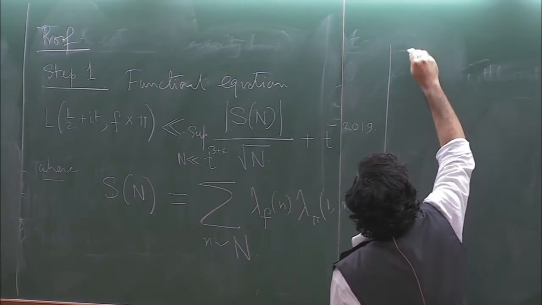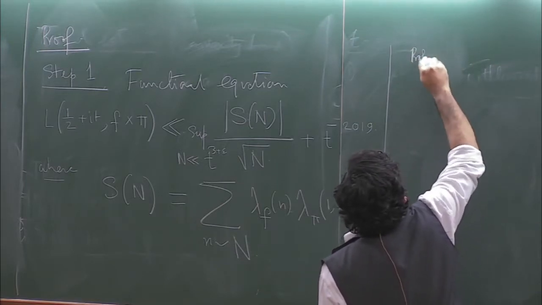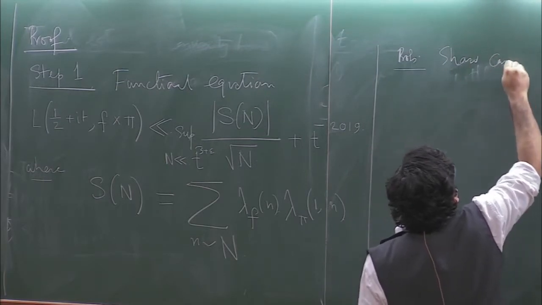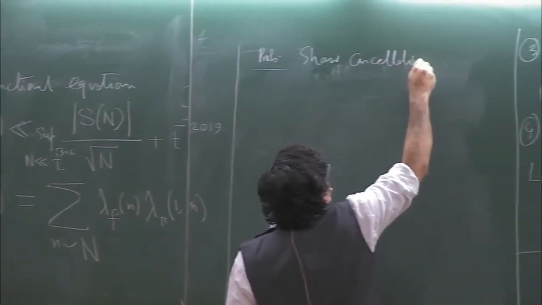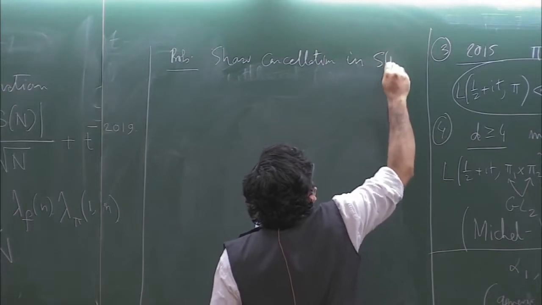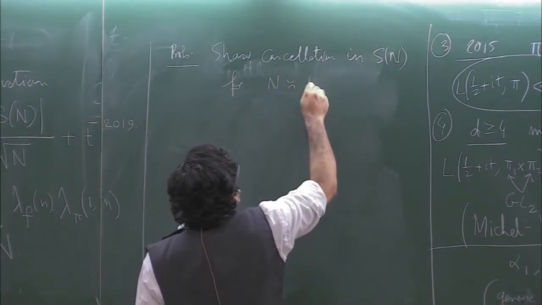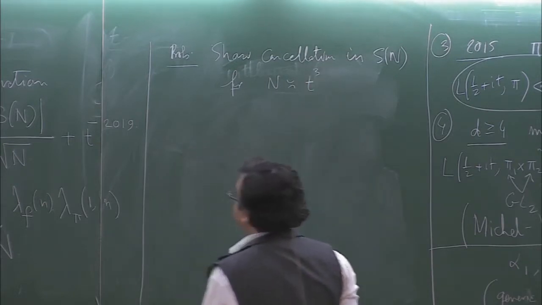Okay, so to get a subconvex bound, you have to show that there is cancellation in such sums for n near square root of the conductor. Okay. So the problem is to show cancellation in Sn for n nearly of the size T to the power 3.